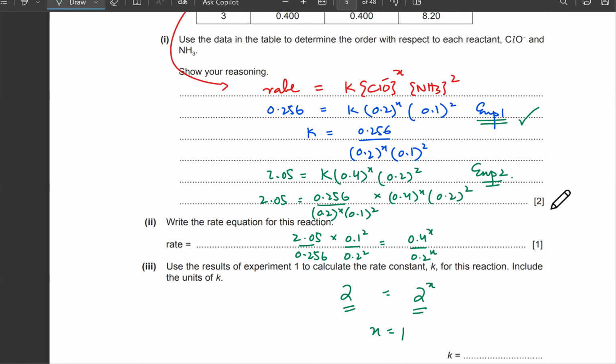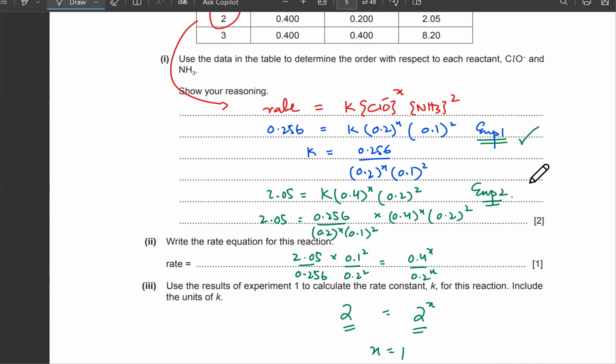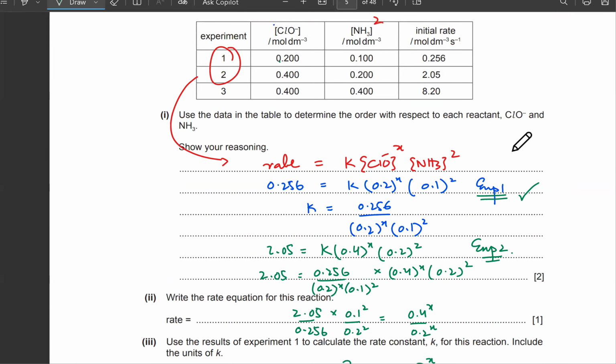They're not actually looking for this in this question. But remember, if you ever get stuck, what you're going to do is you have the rate equation, you have the partial rate equation. You weren't sure about x, right? So here's what I did. I plugged in experiment number 1 values into the rate equation, right?